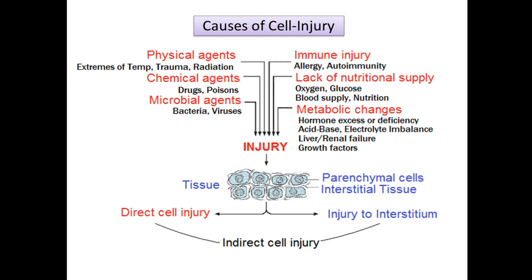And in addition to physical agents, there are certain chemical agents in the form of drugs and poisons that cause cell death. And microbial agents, the bacteria, viruses, fungi, parasites, rickettsia, they can attack the tissues and can cause cell death. Additionally, inappropriately directed immune reactions in the form of autoimmunity, where the immune system elicits reactions against the body's own tissues, can cause cell death.